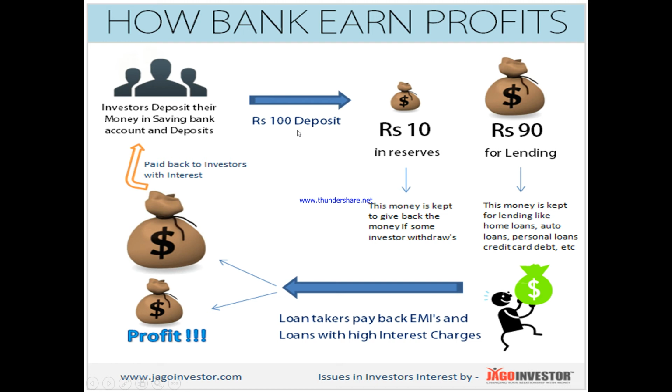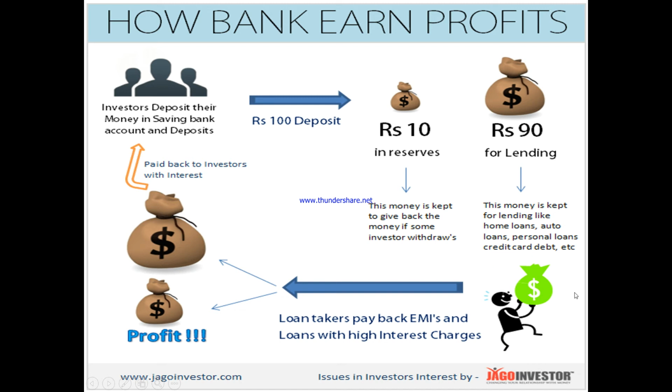Let us take an example of 100 rupees. The 100 rupees deposited by the clients is distributed into two parts. 10% will be kept as reserves, that means for those who want back the money deposited by them. And 90% will be for lending purposes, like home loans, auto loans, personal loans, credit card debts, etc.